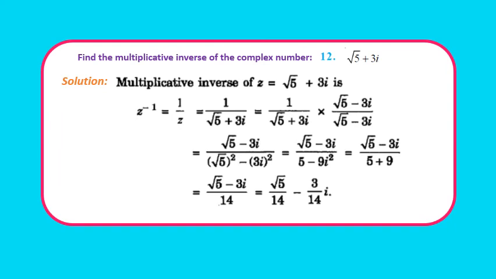which will be equal to root 5 minus 3i upon 5 minus 9i square. And since i square is minus 1, we get root 5 minus 3i upon 5 plus 9, that is root 5 minus 3i upon 14. So writing in the standard form, we get root 5 upon 14 minus 3 upon 14 into i. So this is the required multiplicative inverse of the given complex number. So clear? So pause and note down the solution.